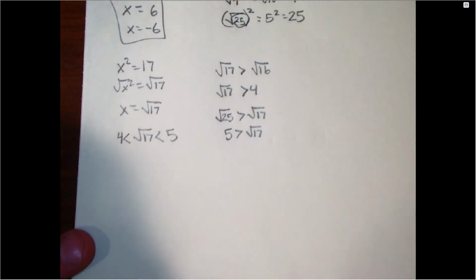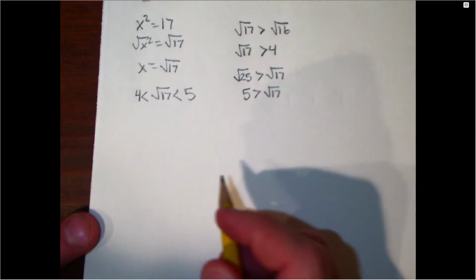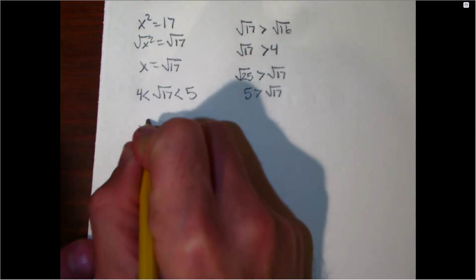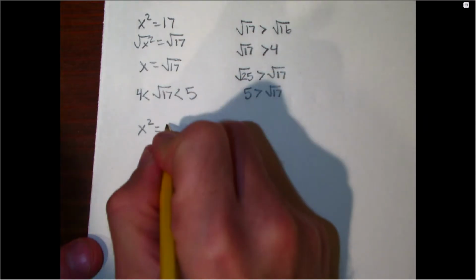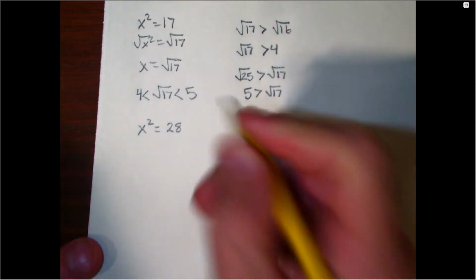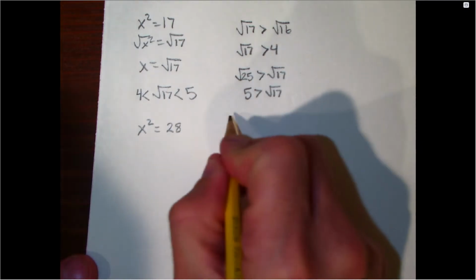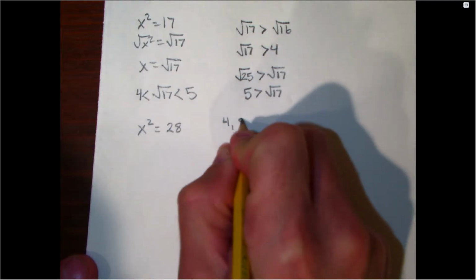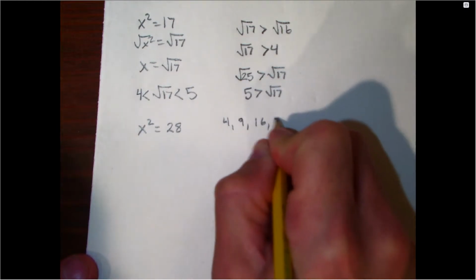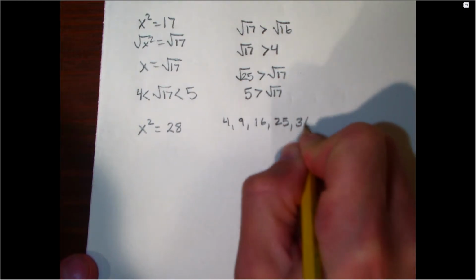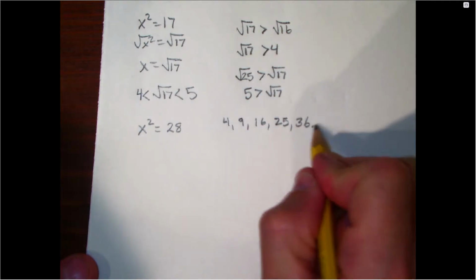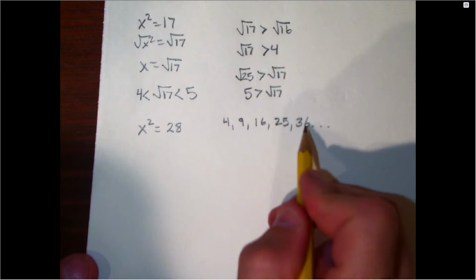But what else can happen sometimes when you have a square root problem like this? Here it is. Let's say you have x squared equals 28. And you're thinking, oh, that's another number that's not a perfect square. That's not a perfect square like 4 or 9 or 16 or 25 or 36 or anything like that. It keeps going, obviously. This is in between 25 and 36.